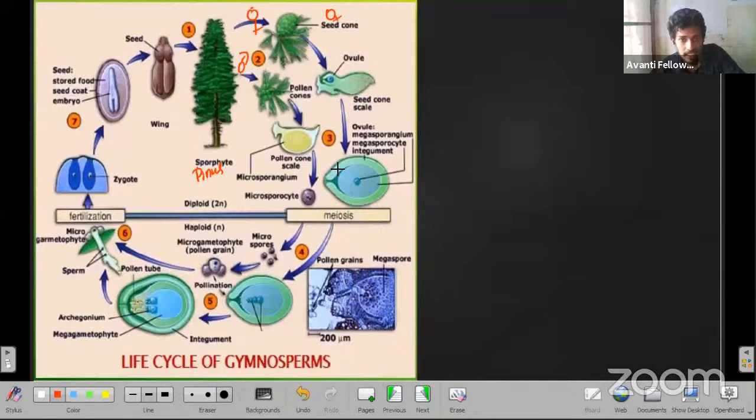So here you can see the integuments are there, and it contains the Megasporangium, and later the Megasporophyte. Sorry, I got discontinued. If you compare to here, what is happening here? It contains the male cones which have the Microsporophyll. That Microsporophyll contains Microsporangia that are producing the microsporocyte.